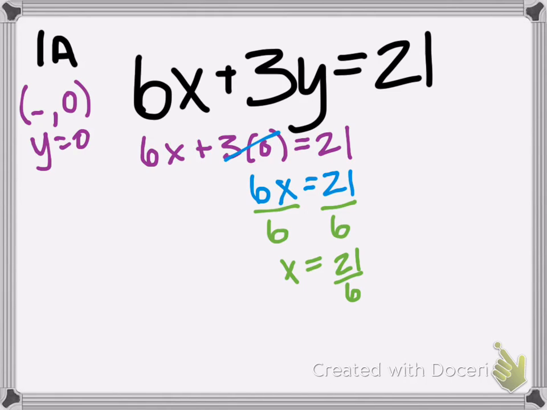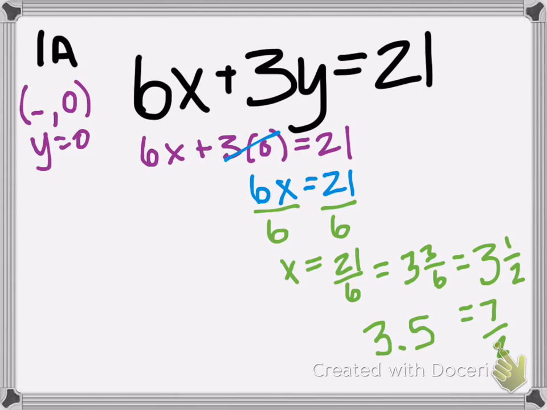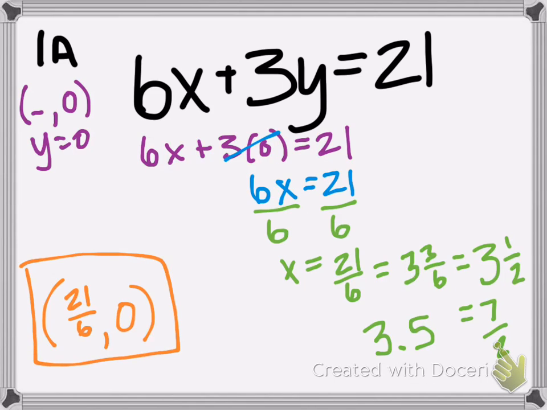And you can use any variation of that you want. That is also 3 and 3 over 6, which is 3.5. Or you could say 7 halves, or you could say 3.5, right? But you pick one of those, okay? And then you write it as an ordered pair. So it would be 21 over 6, comma 0. And this is your correct answer.